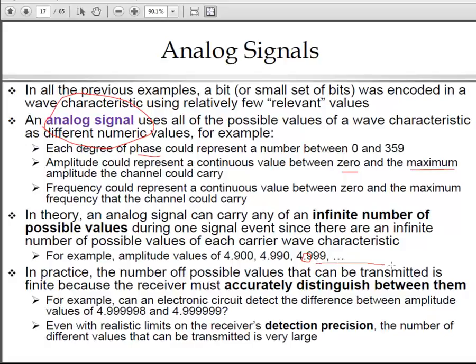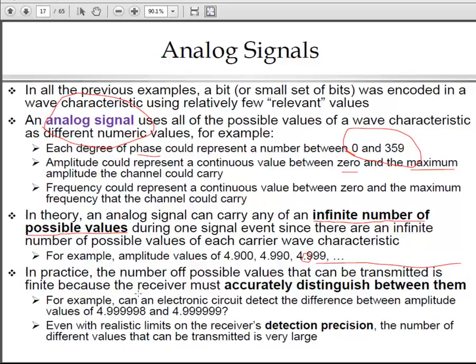When you start to realize that the number of digits to the right of the decimal is basically unlimited, what you realize is that an analog signal, at least in theory, can carry an infinite number of possible values. Even if I've got a fairly small range, say between 0 and 359, if I'm not just dealing with integers, if I'm dealing with real numbers, there's an infinite number of real values between 0 and 359. Okay, it's simply a matter of going an infinite number of digits to the right of the decimal point. Now, that's in theory. In practice, we're not going to get to infinity.